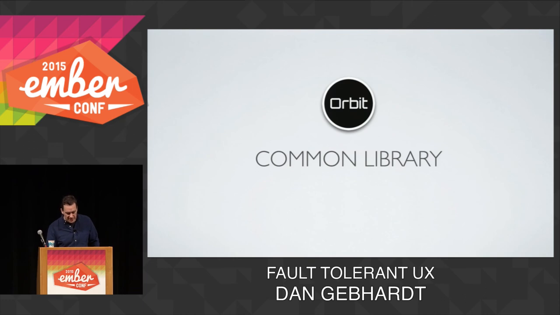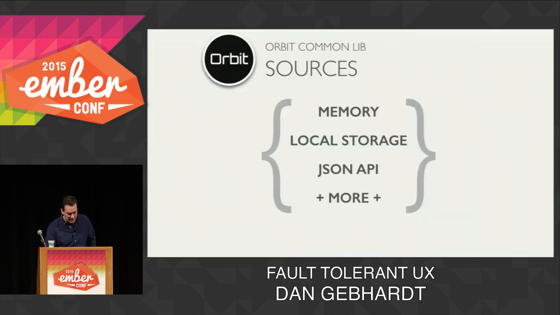So that's great from a theoretical perspective, but it's not useful without a common library of sources. And so far, Orbit has a few standard ones: a memory source, a local storage source, and a JSON API source, which is currently in transition, as JSON API nears 1.0, which is hopefully going to be tomorrow. So you can believe that this source will be one of the first implementations that's completely compliant.